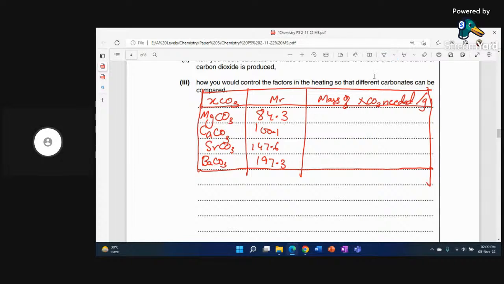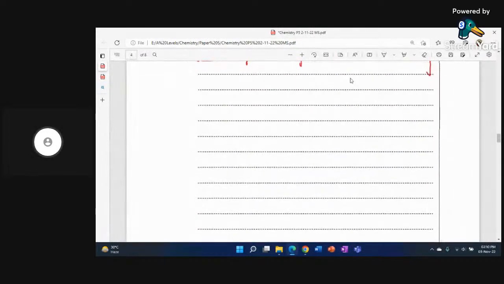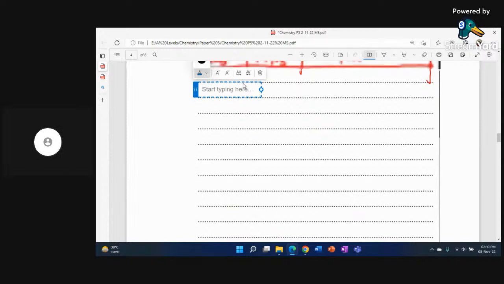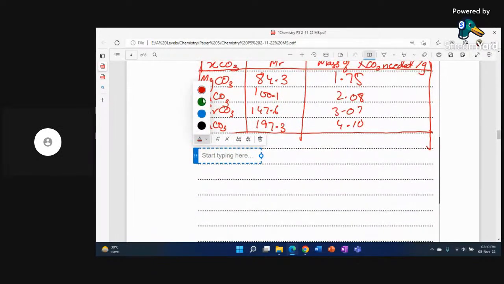So moles multiplied by Mr, the mass you will get is 1.75, 2.08, 3.07, 4.10. Okay, so now you've got the mass too. Now you're going to write the experiment, and I'm going to type the experiment over here. Okay, so I'm starting writing the procedure.